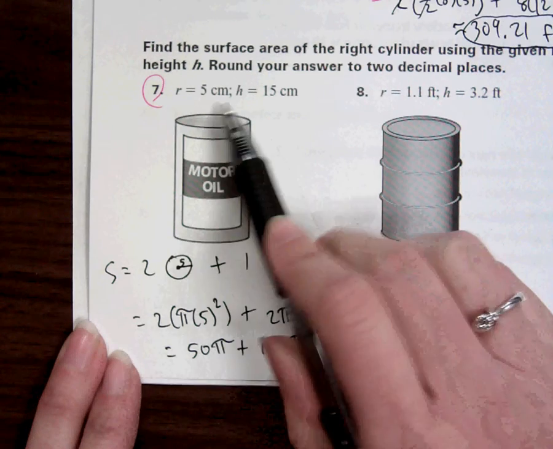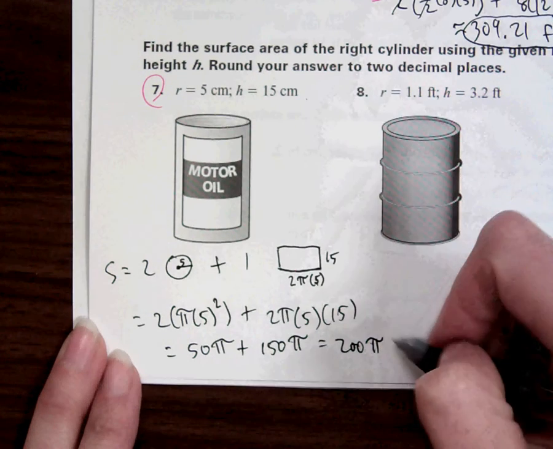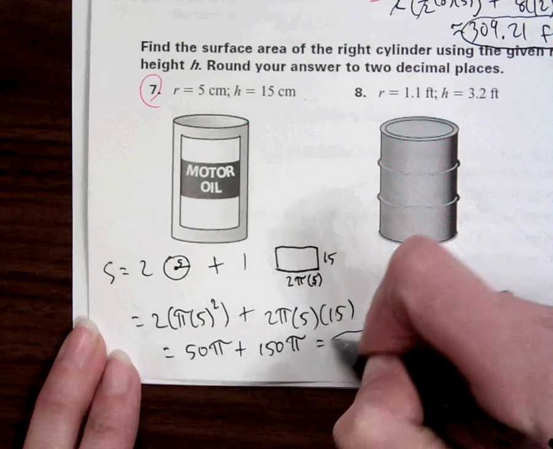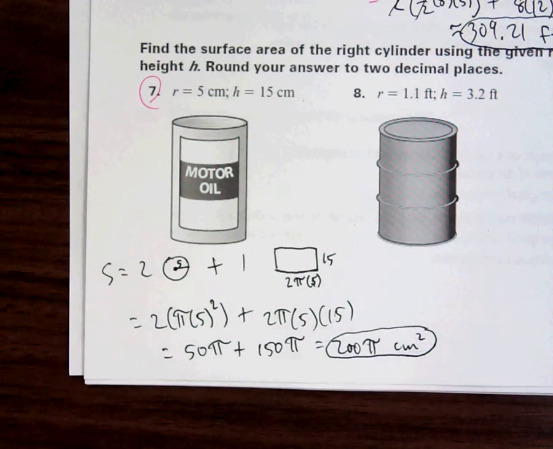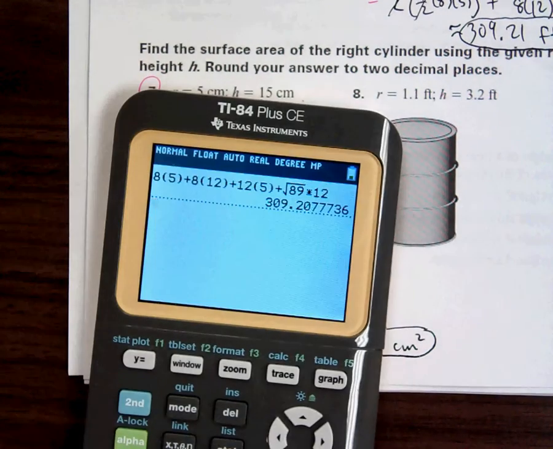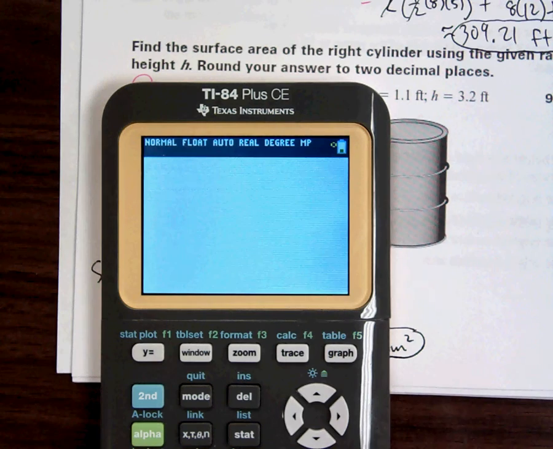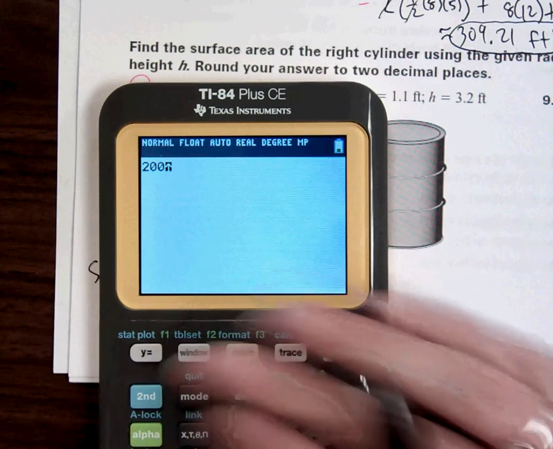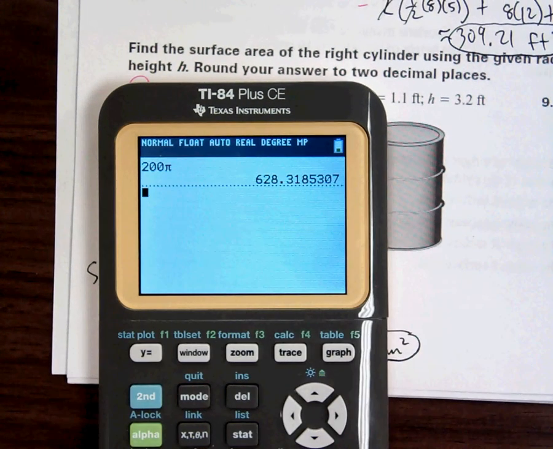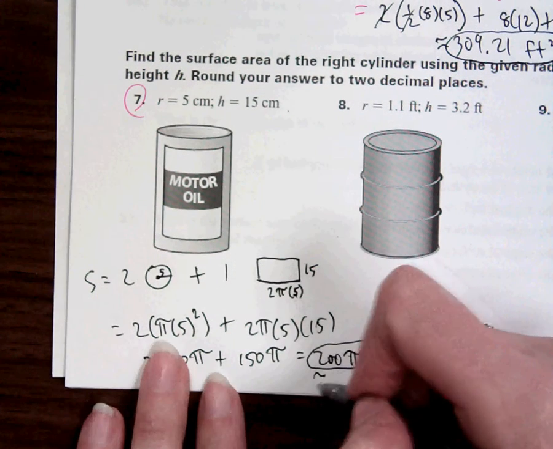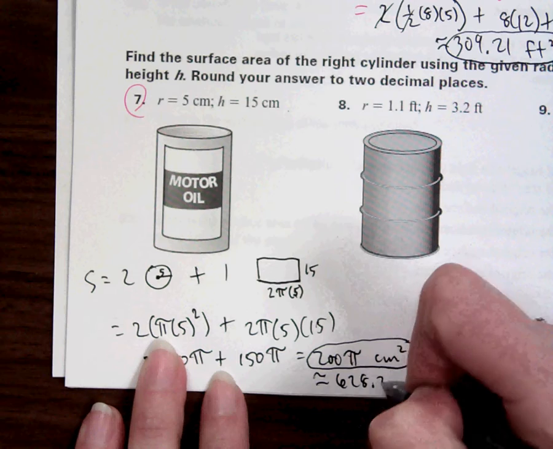Again, gotta look at what these were in, centimeters, so centimeters squared. Okay, if we want a decimal, we can certainly have one. If there's a reason that I need a decimal, I go over to my calculator and type in 200 pi. It's about 628.32. Okay, so either one of those is fine for an answer.